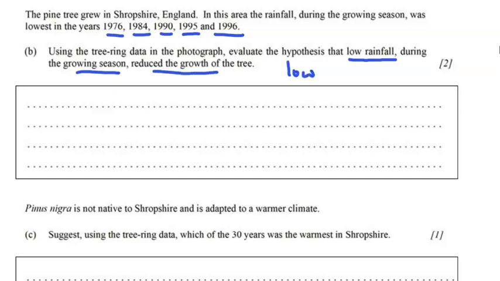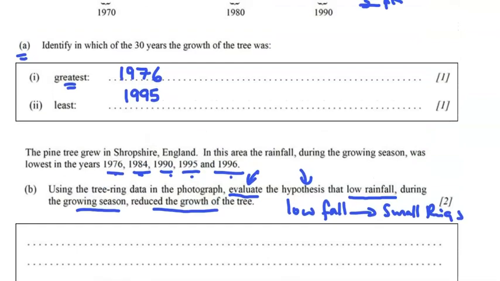So low rainfall would therefore result in small tree rings. So what we need to do in our evaluation is go back and look at those tree rings on these dates and check to see if they are indeed the small ones. In that way, we can then match the growth of the tree rings to the poor years of rainfall and try to decide if the hypothesis, our evaluation is, does the data fit the hypothesis? So let's do that by scrolling back towards our tree rings like this.